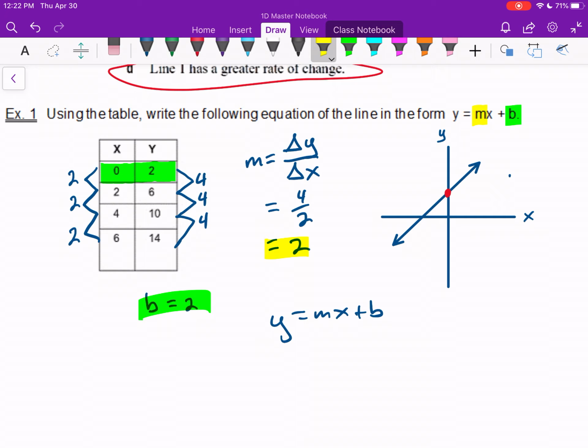So y equals mx plus b. Let's write it one more time. And I have y equals 2x plus 2. This 2 came from the slope. This 2 came from the y-intercept.